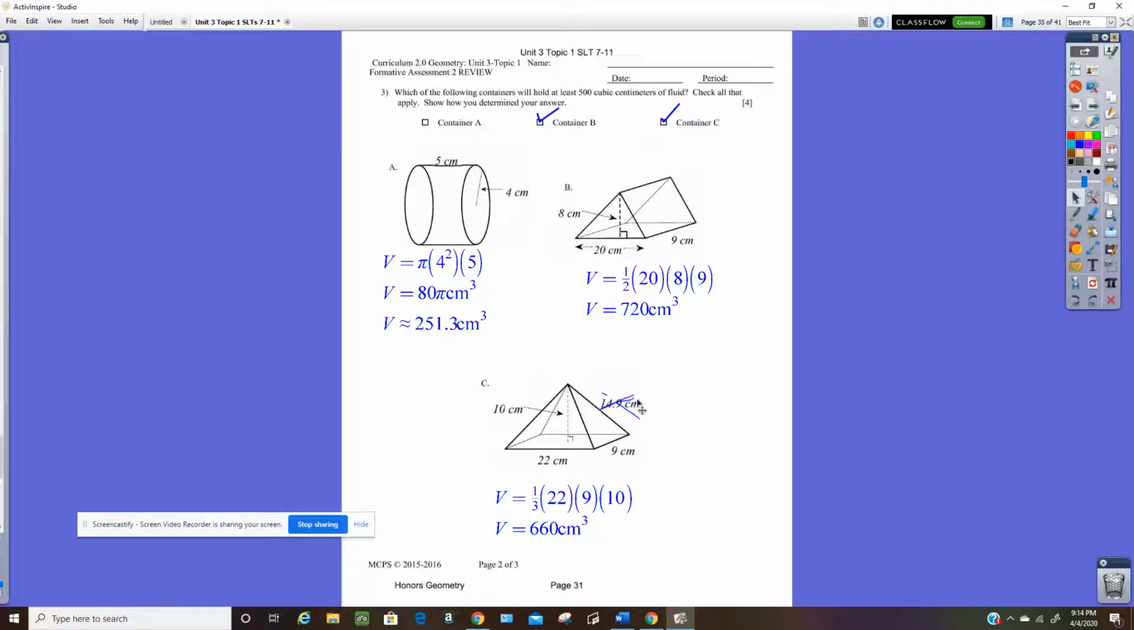So you don't need this. This is the distractor here. This is a slant height. You need the perpendicular height for that problem. So you look at these three answers, and which of these are at least 500 is B and C. So container B and container C.